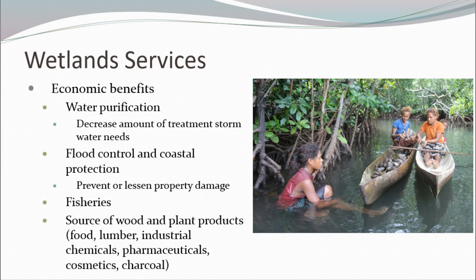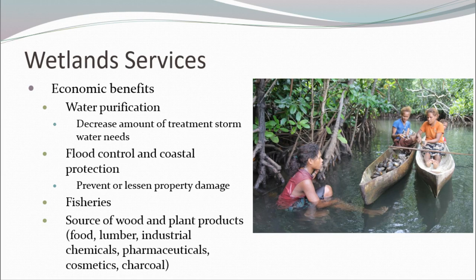Lots and lots of food sources are available in wetlands, plus lots of resources from the wood and plant products that you get there. Remember, we've got a high diversity, so we have a lot of different kinds of species. When we're talking about just trees, obviously you have lumber, but plants make lots of chemicals. Lots of industrial chemicals, lots of pharmaceuticals, lots of cosmetics come directly out of wetlands and rainforests, right? And so we've got a lot of resources there.